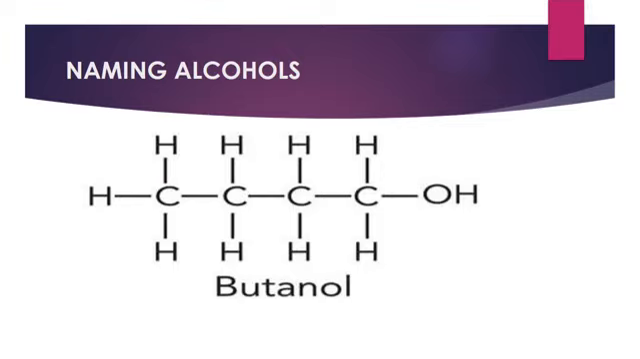Now let's have a look at this example. The first thing is to count how many carbons are there in the long chain. This is 1, 2, 3, 4. That's but. Now since this is an alcohol, we know the suffix is -anol, so we have butanol. In this case, there's no need to indicate the position of the hydroxyl group since it's occurring in the first carbon and there are no other substituents.